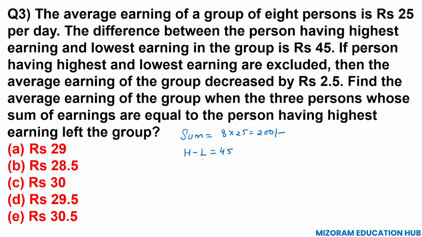If the persons having highest and lowest are excluded, then the average earning decreases. After excluding, the sum is 200 minus H minus L, for 8 minus 2, that is 6 persons, and the average earning decreased by 2.5. So 25 minus 2.5 is 22.5. Removing the decimal, 5 cancels and we get 45; 2 cancels and we get 3. 45 threes are 135.